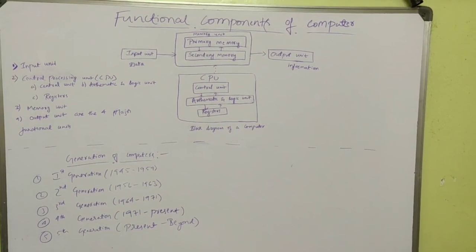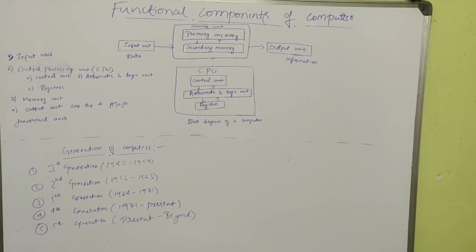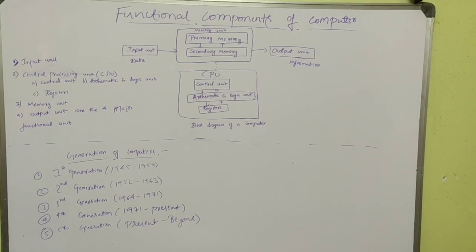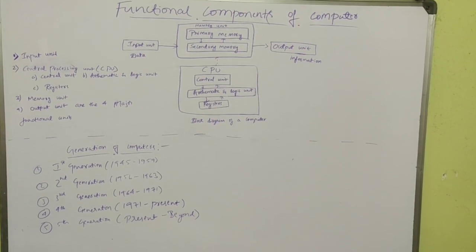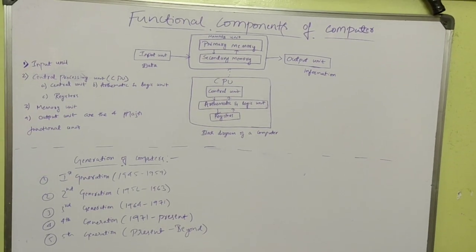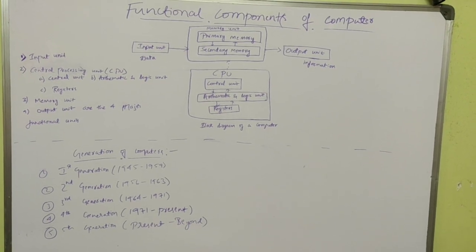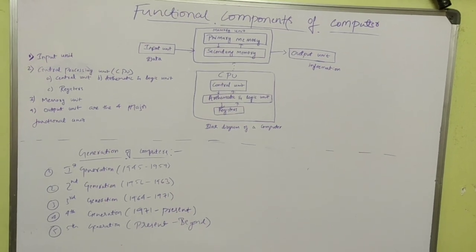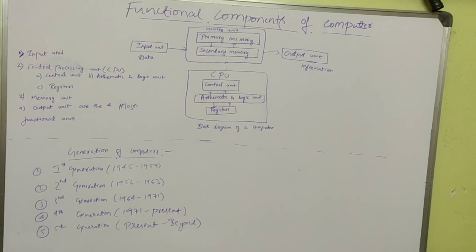So, functional components of computer. You need to draw this block diagram of computer: input unit, memory unit, output unit and central processing unit. Input unit; central processing unit having control unit, arithmetic and logic unit and registers. Third one is memory unit and fourth one is output unit. These are the four major functional units of computer.